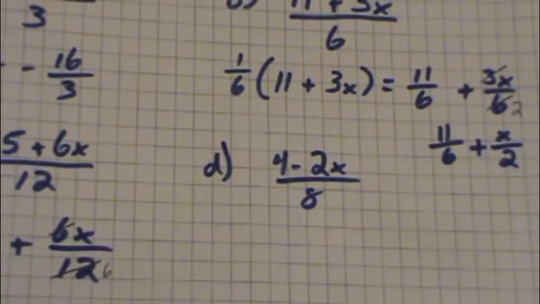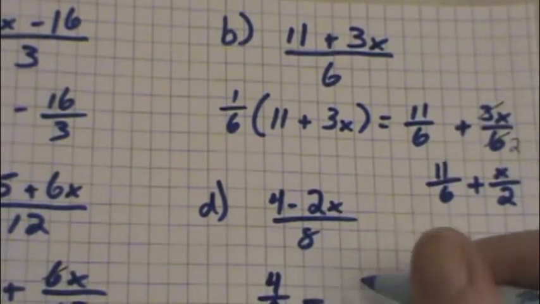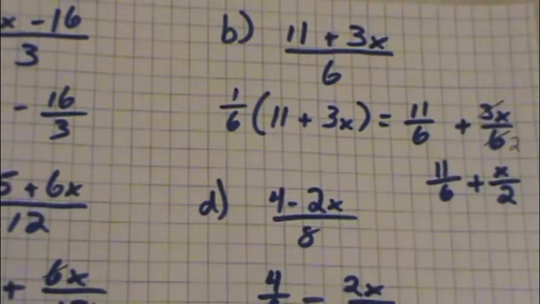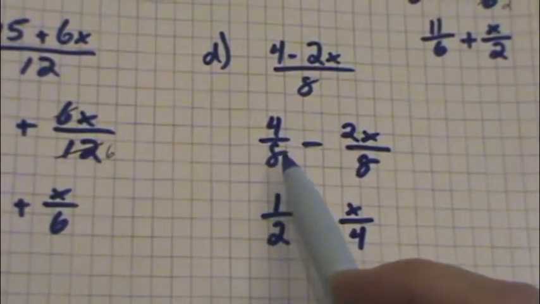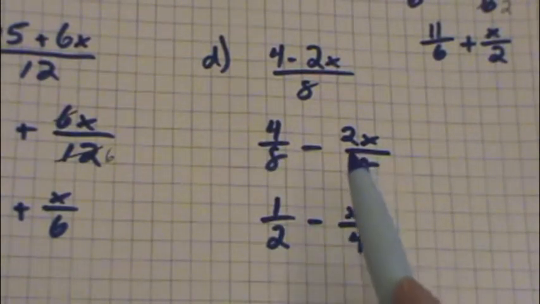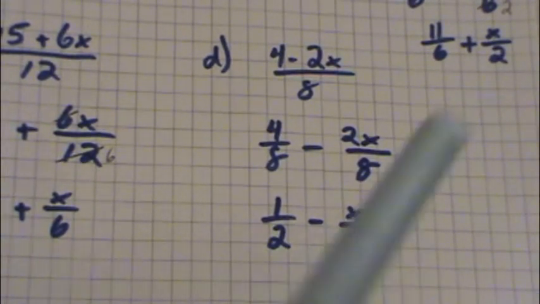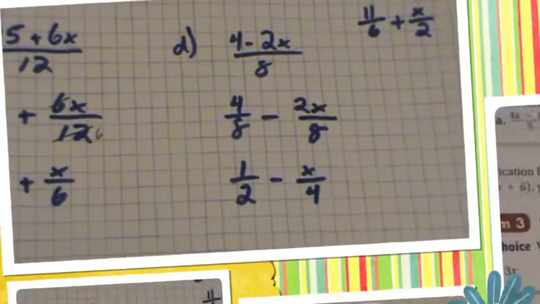Last but not least, (4 - 2x)/8 is the same thing as 4/8 - 2x/8. Oh, rats! Didn't have any of that on the screen. Okay, this becomes 4/8 - 2x/8. 4/8 reduces to 1/2. 2/8 reduces to 1/4, so that becomes 1/2 - x/4. Hopefully all those made sense to you. If not, make a note in your book and ask me about it tomorrow.